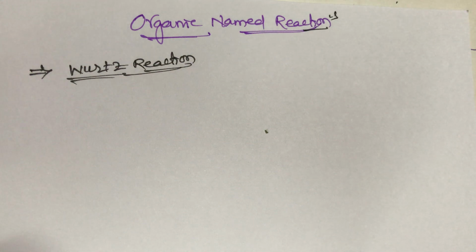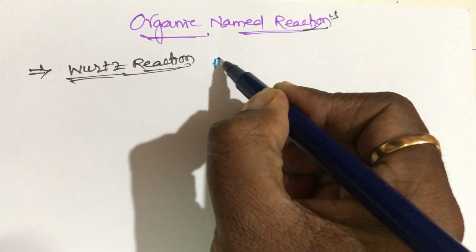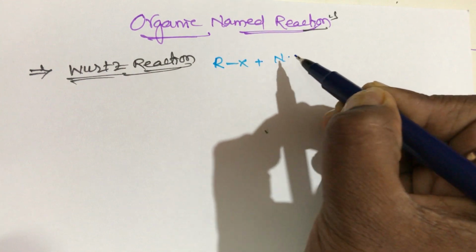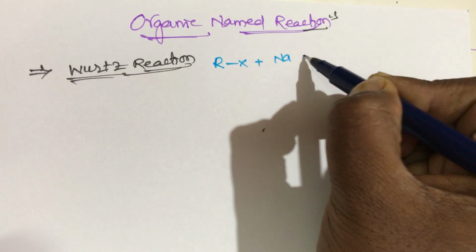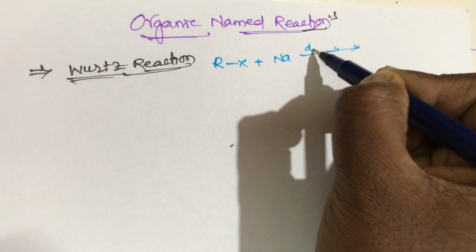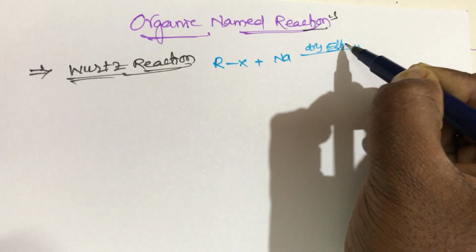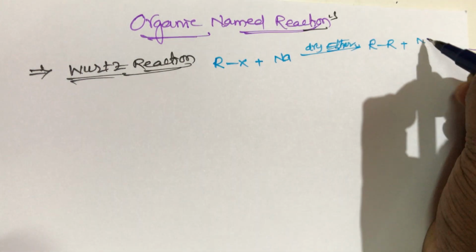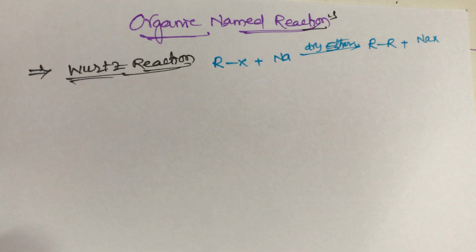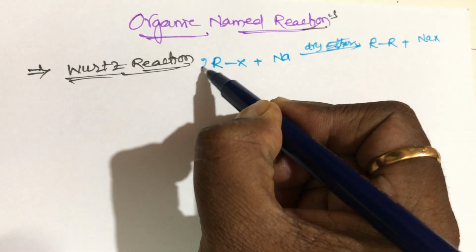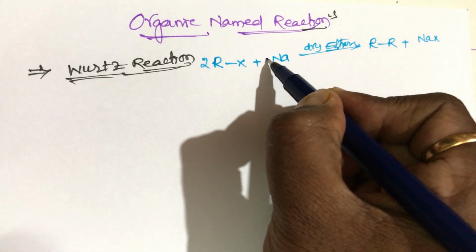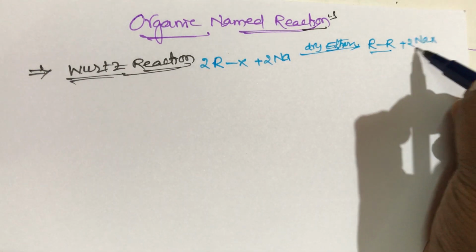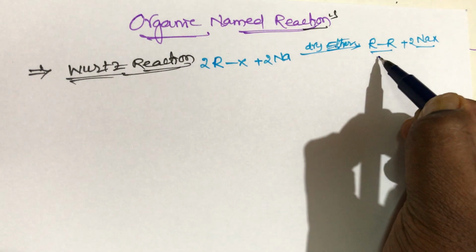When an alkyl halide, that is RX, reacts with sodium metal in the presence of dry ether, we get an alkane plus sodium halide. In this reaction, we should take 2 moles of alkyl halide and 2 moles of sodium. In the presence of dry ether, we get alkane and sodium halide. This alkane is the main product.